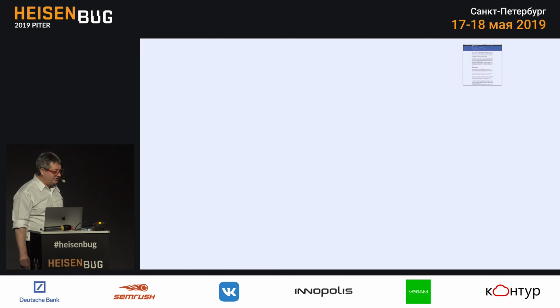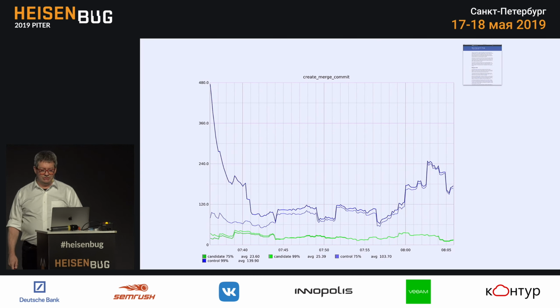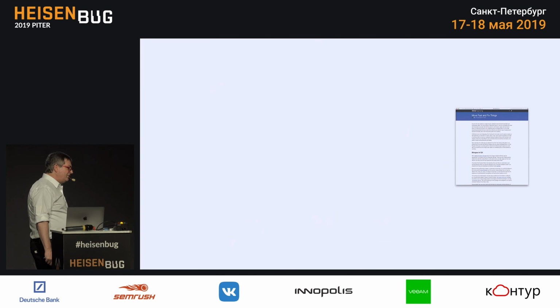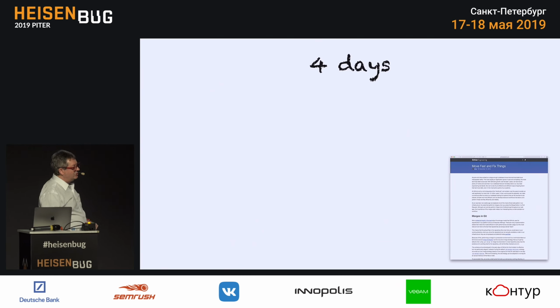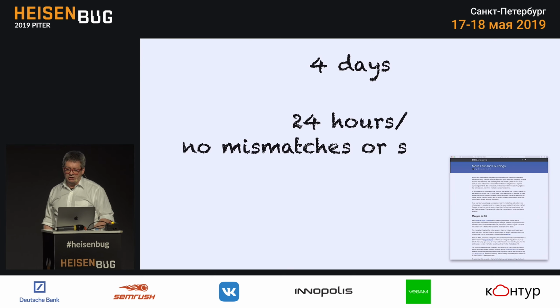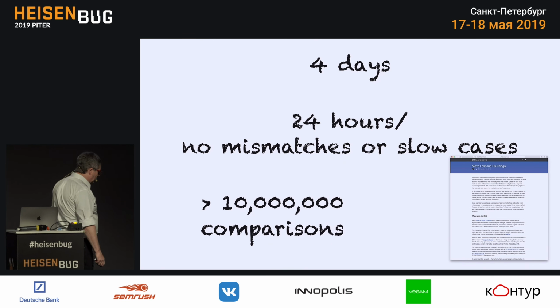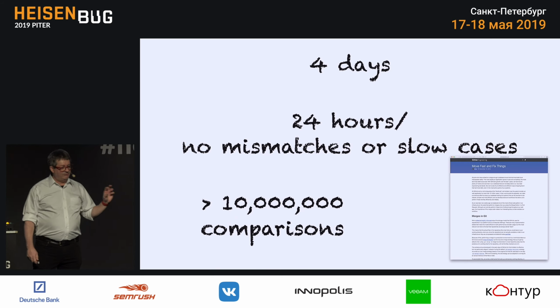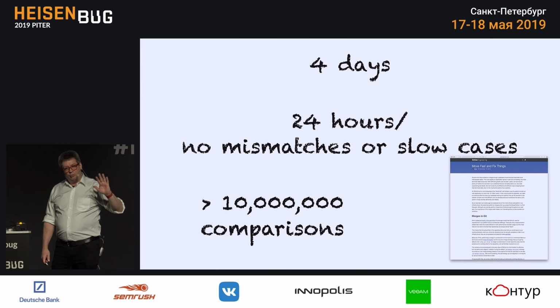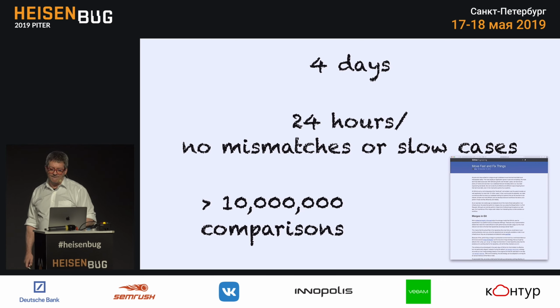One of the other things they were checking is, is it better performing? And it turns out it is. The green line is the new code, and the blue is the old code. They ran this experiment for 4 days until they had 24 hours with no slow cases or mismatches. Over the course of that 4 days, they did more than 10 million comparisons between the old code and the new code. So when they left that new code in place, they had really high confidence it was doing exactly what they wanted to do.